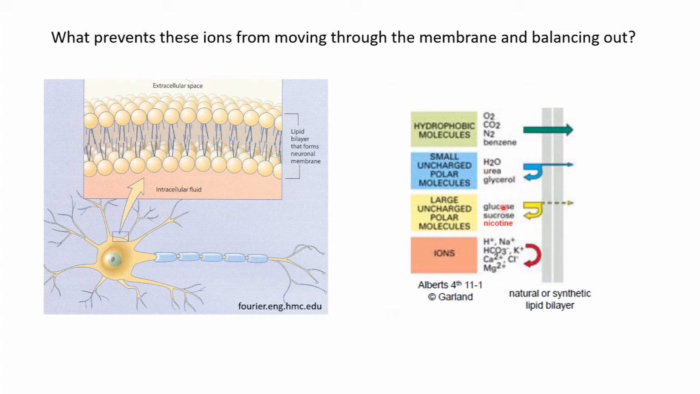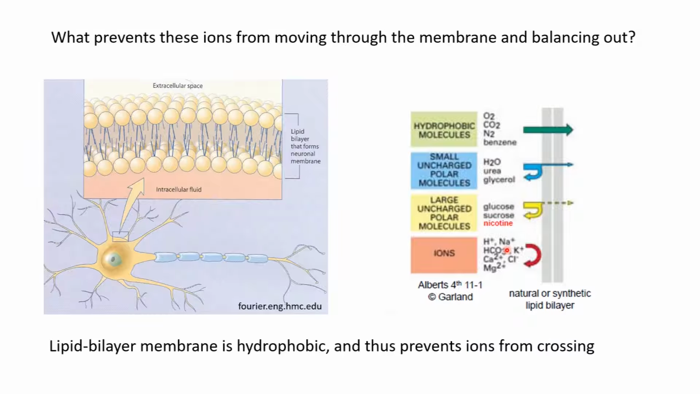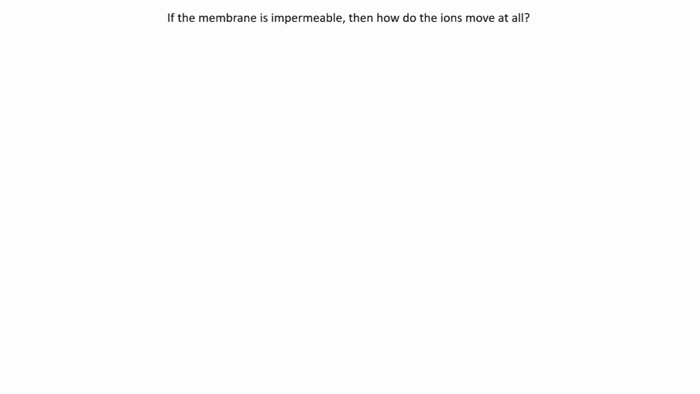But large molecules or even ions, which may be small but have charge, cannot pass through this hydrophobic core of the membrane. So this is what basically prevents the ions from crossing the membrane barrier and balancing out the concentrations. Okay, so the membrane prevents the ions from passing, and that helps in maintaining the concentration gradient. So that is good. We have a concentration gradient that can act as a driving force for the movement of ions for generating electrical activity.